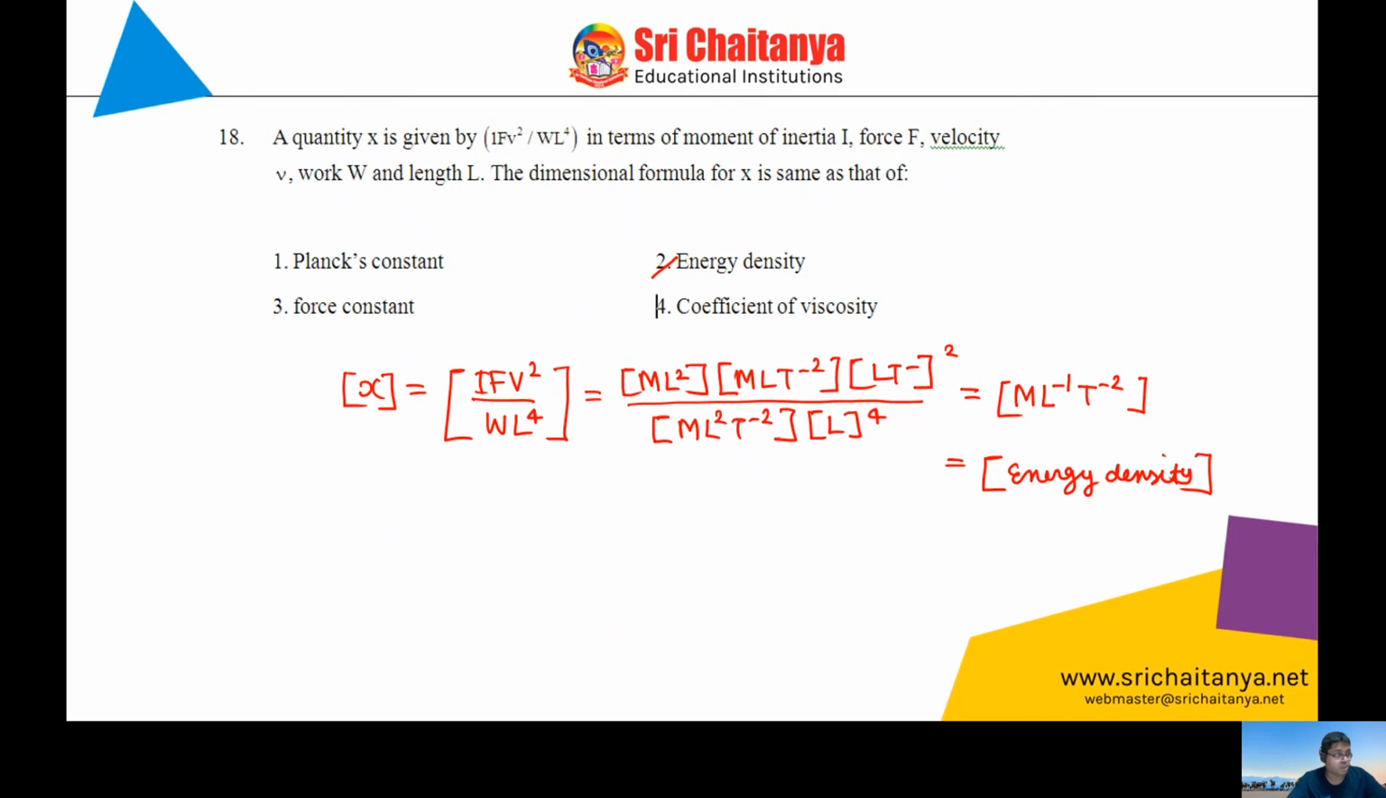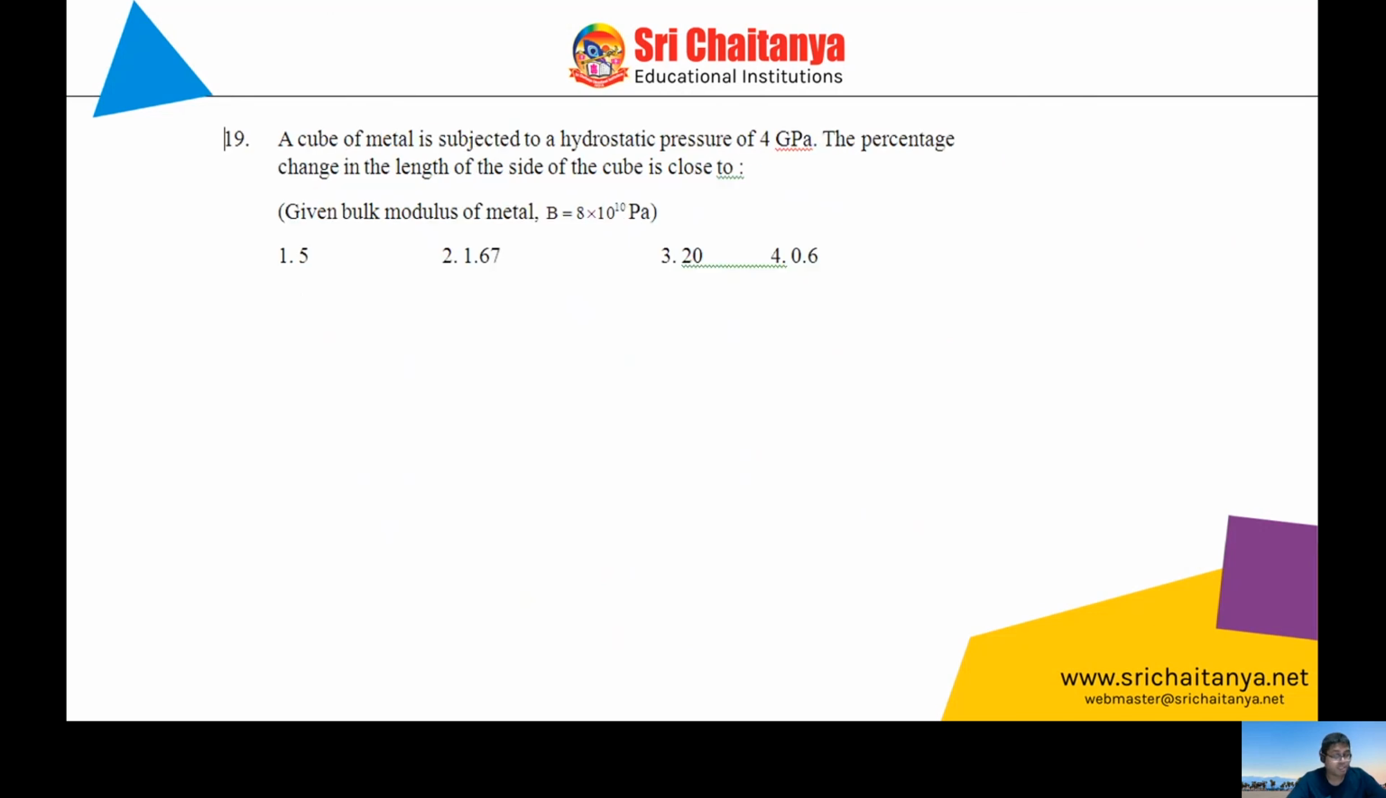Now let's move on to question number 19. Question number 19 is also very simple. When a cube of metal is subjected to a hydrostatic pressure of 4 gigapascal, the percentage change in the length of the side of the cube is close to. According to the definition of the bulk modulus, B is defined by ΔP upon minus ΔV by V. So you can rearrange it to get ΔV by V is equal to minus ΔP by B.